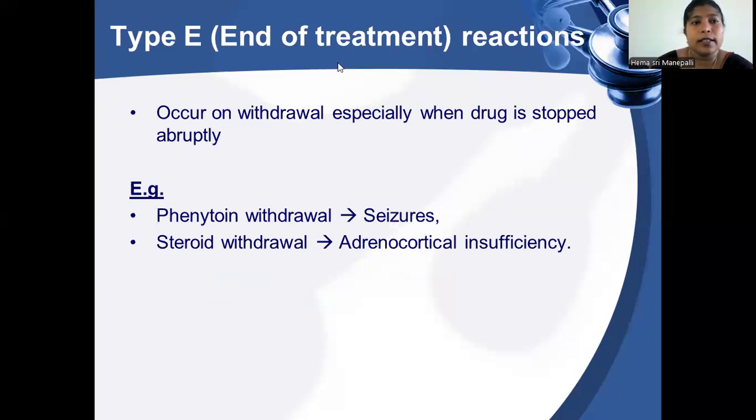And the next one is type E, end of treatment reaction. Generally it occurs on withdrawal, especially when the drug is stopped abruptly. Examples: phenytoin withdrawal causes seizures. So when the drug is withdrawn, it generally shows some type of events or reactions. That one we are calling type E reactions. Here, steroid withdrawal, generally what happens is adrenocortical insufficiency.